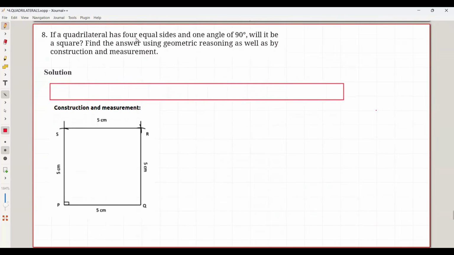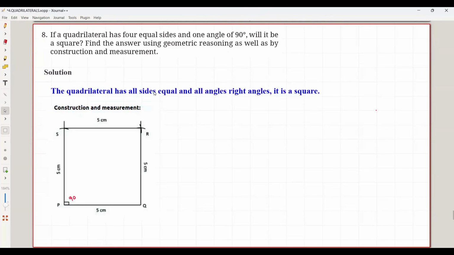If a quadrilateral has 4 equal sides and one angle of 90 degrees, will it be a square? Yes, it will be a square. If one angle is 90 degrees, automatically all the angles become 90 degrees. This is 90, this is 90, this is 90. That is only possible. Now I'll show the solution here.